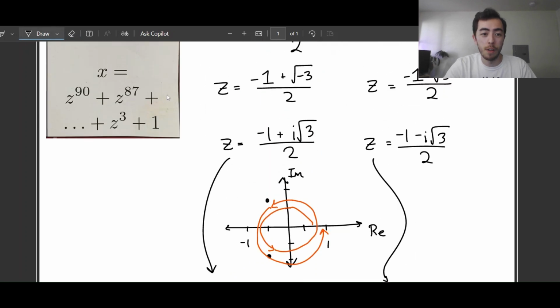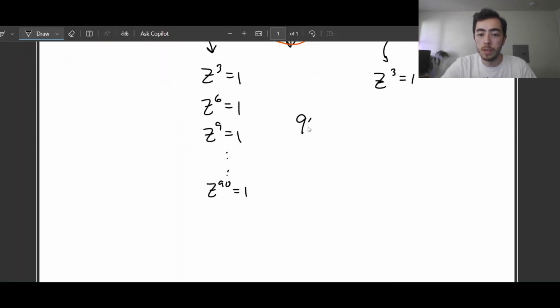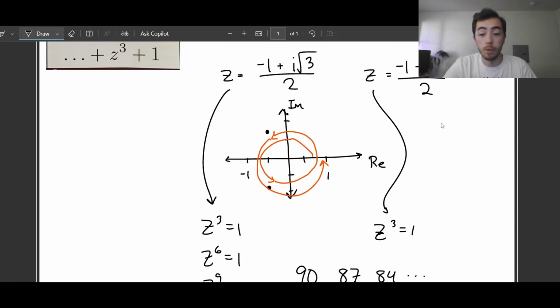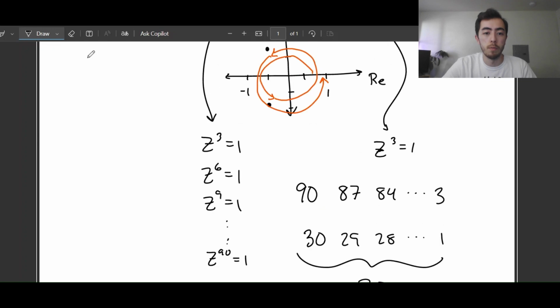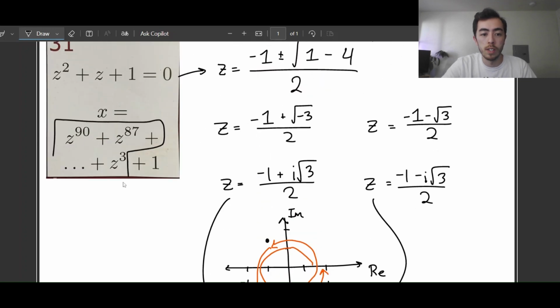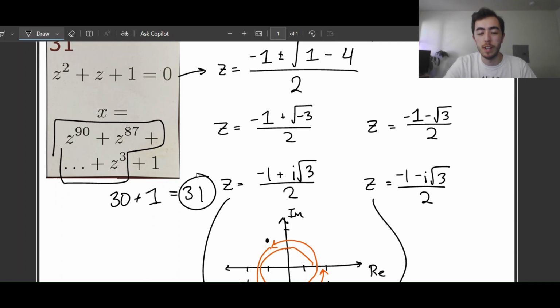Now, I should show that there are 31 1s in here, because it's not quite obvious how many there are. We can see that we're counting down by threes. So we have the numbers 90, 87, 84, all the way down to 3. And if we divide each of them by 3, we can see that we have 30, 29, 28, all the way down to 1. And clearly there's 30 numbers here. So that means that there are 30 ones in this sum. And then finally adding that last one gives us 31 for today.